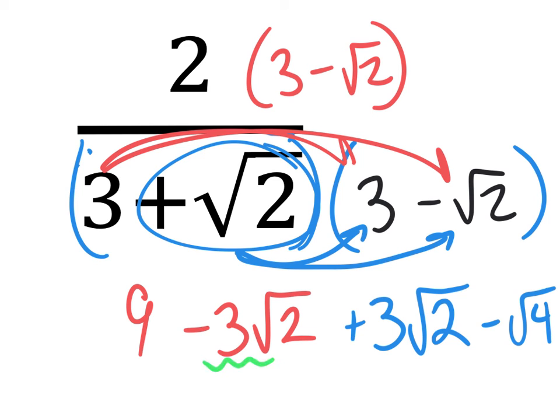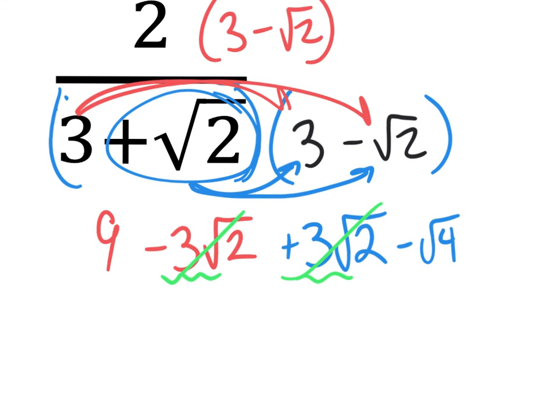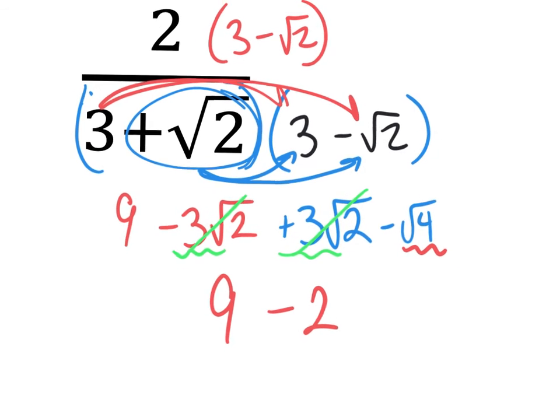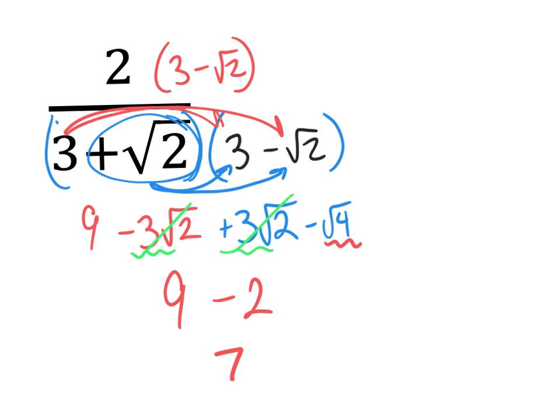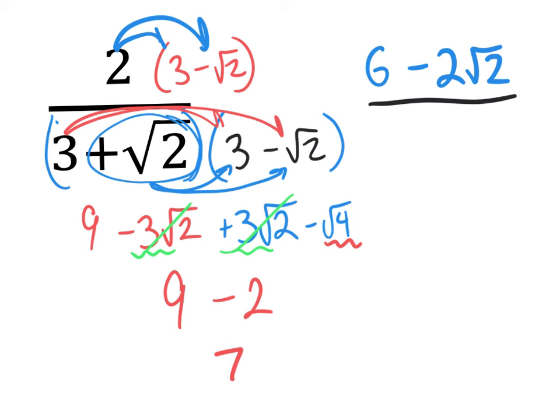As we could see, the magic happens. Those middle terms are complete opposite values. They cancel out. And on the bottom, what we have left is 9 minus the square root of 4 is 2. So we end up with 7 on the bottom. 7. Nice, beautiful 7 as our denominator. What about the numerator? Well, let's work out the numerator. Over here, we have 2 times 3, that is 6. 2 times negative square root of 2, it's like saying 2 times negative x. That'd be negative 2x, but in this case, negative 2 square root of 2, all over 7. Ladies and gentlemen, we are done.